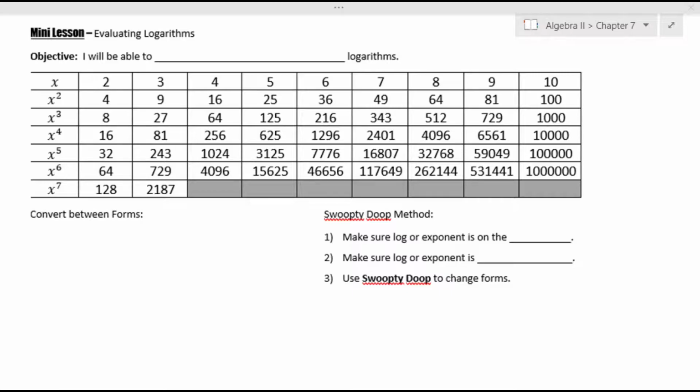You can print out these note takers. I have it linked in Google Classroom, or you can take notes on a lined piece of paper. Whatever works for you is fine.